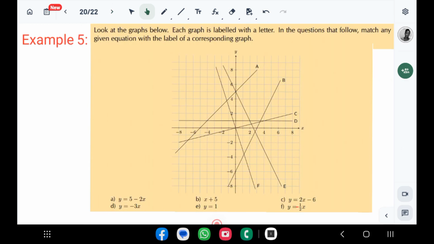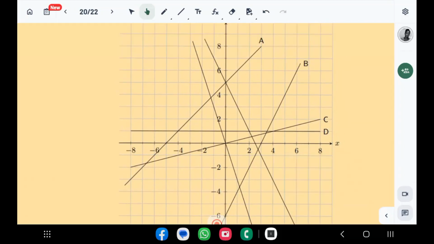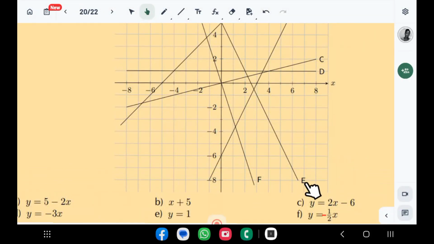Now let's go to example number 5. Now let's use all the knowledge that we now have to figure out which line belongs to which equation. Alright, we've got two graphs that have got negative gradients. That's this graph and this graph. Let me see. F and E have got negative gradients.